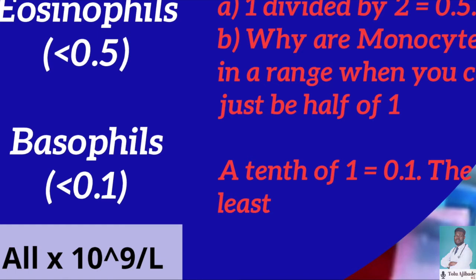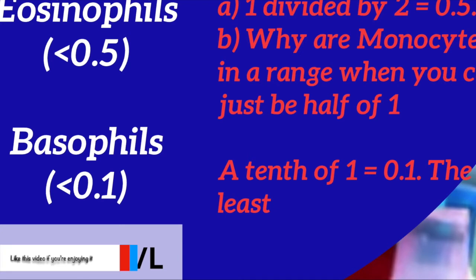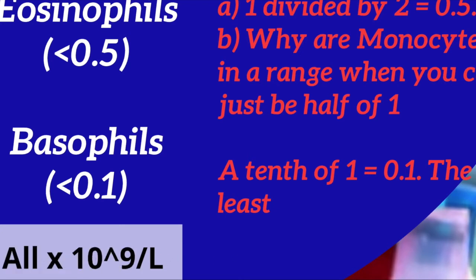So let's take a recap of everything. We have neutrophils 2 to 8. Total white blood cells 4 to 10. Neutrophils 2 to 8. Lymphocytes 1 to 4. Monocytes 0.2 to 0.8. And then you have, never let monkeys eat eosinophils and basophils. Eosinophils less than 0.5, and then basophils for bananas is less than 0.1.